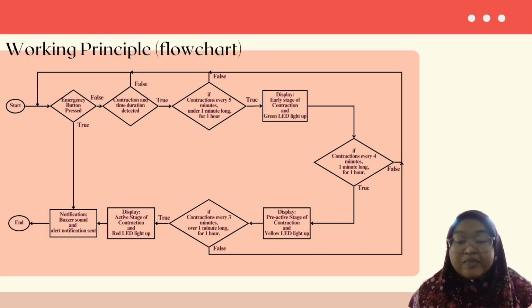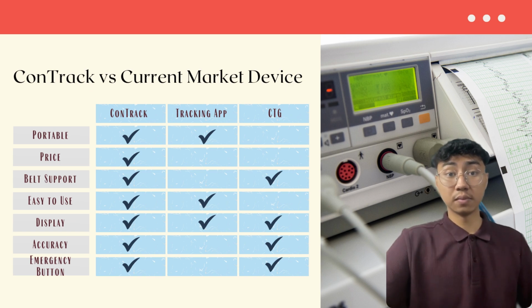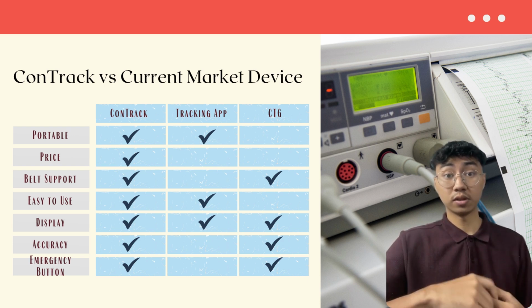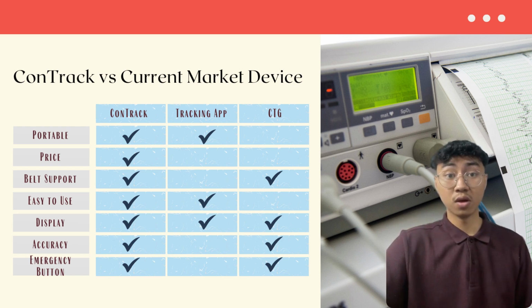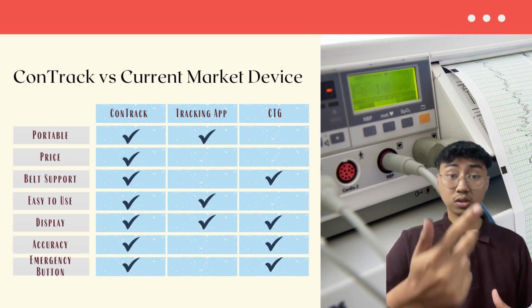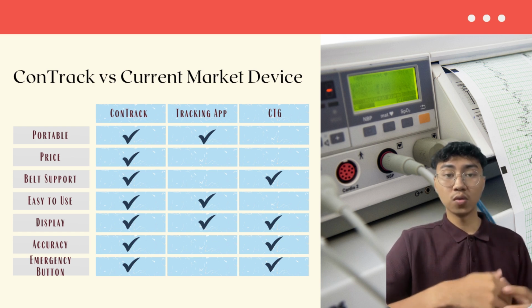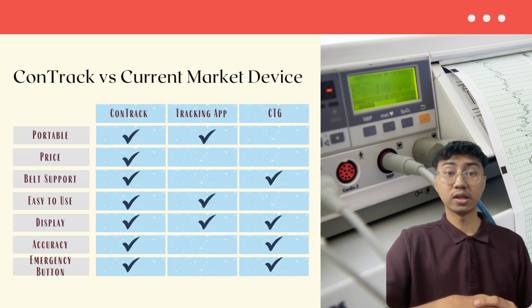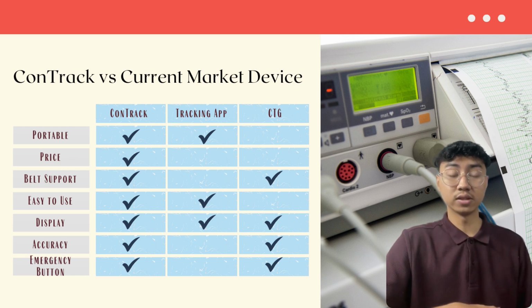So next, Akhil will explain the market survey that we have done. Alright, to better understand the market and ensure our product meets user needs, we conducted a survey of 140 participants including healthcare professionals, pregnant women, caregivers and the general public. From the survey, we received a lot of valuable feedback which highlighted several key factors including portability, cost effectiveness, user friendliness, emergency alerts and also IoT integration, which is Bluetooth. We also analyzed current market solutions such as tracking apps and CTG devices and compared them with our product, ConTrack, based on critical features.